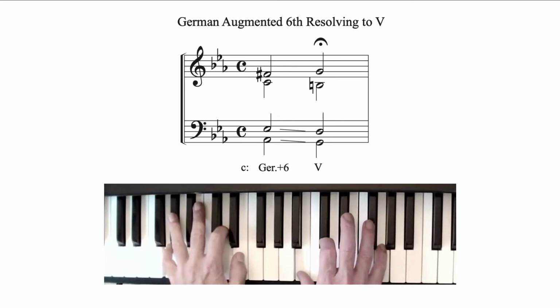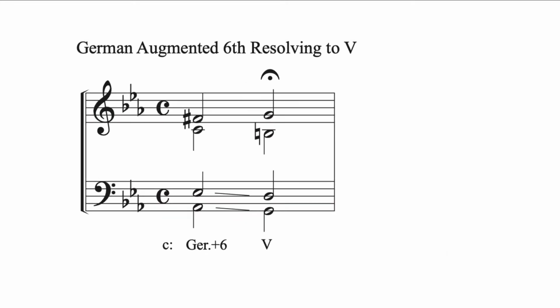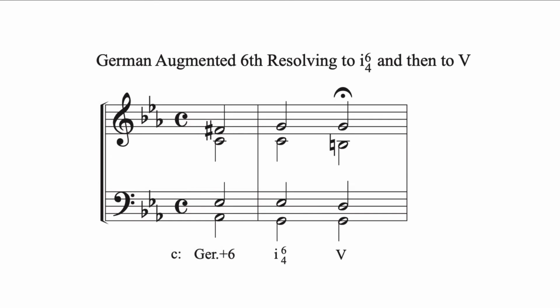In this example, the German augmented sixth is resolving to the 5 chord. And as you can see, the logical voice leading of the German augmented sixth to the 5 chord results in parallel fifths between the bass and tenor in this example. To avoid this problem, composers using the German augmented sixth chord will often lead to a 1-6-4 chord first, and then continue on to the 5 chord. This eliminates the parallel fifths, as shown in this example.